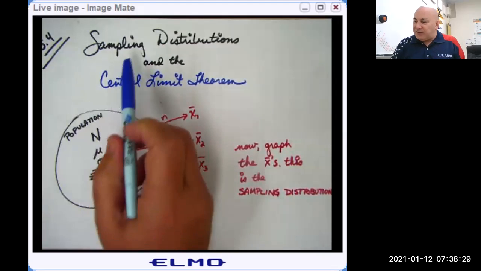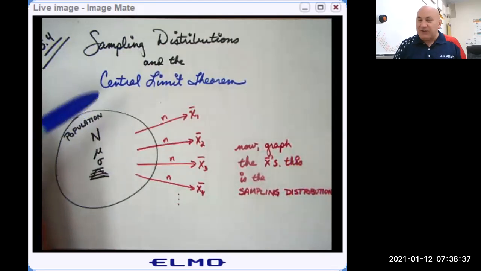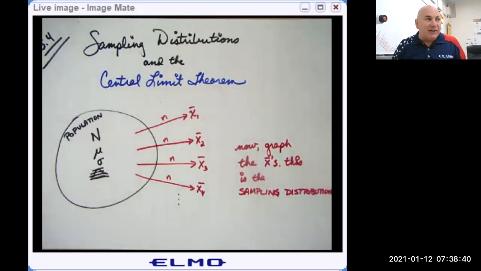What we're going to do today is talk about sampling distributions, and then the graphs of those sampling distributions are going to lead us into the Central Limit Theorem. So let's get started on a sampling distribution.